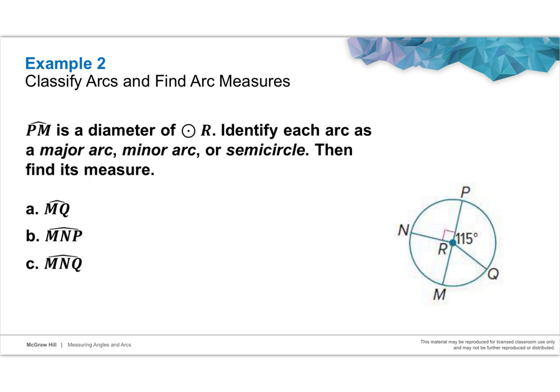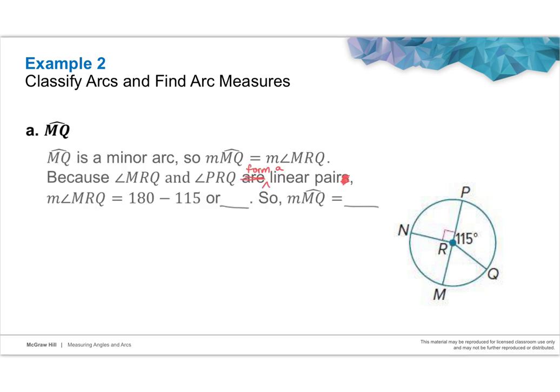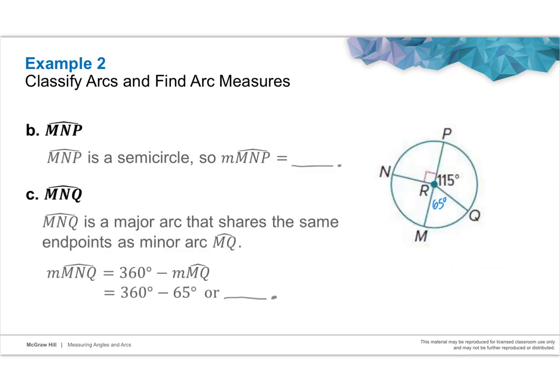The measure of arc MQ is going to be over here, the rest of this linear pair, right? So that's this over here. And here is that example. So 180 minus 115 that is known gives us that the measure of central angle MRQ is 65 degrees. And so remember, the arc off of that central angle is the same measure. So the measure of arc MQ is also 65 degrees. And we note that that's less than 180, so that's our minor arc for A.